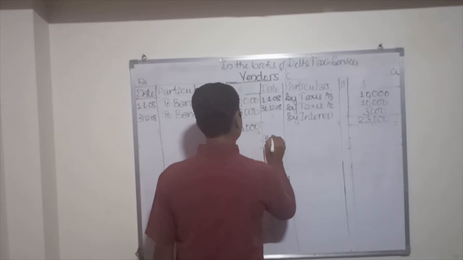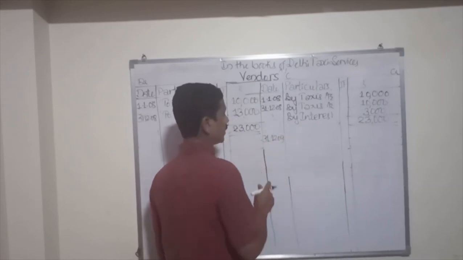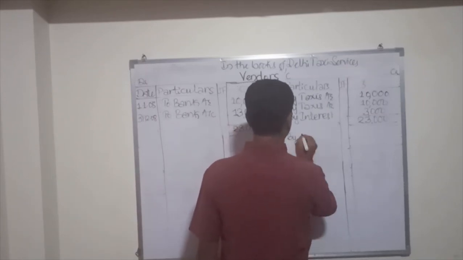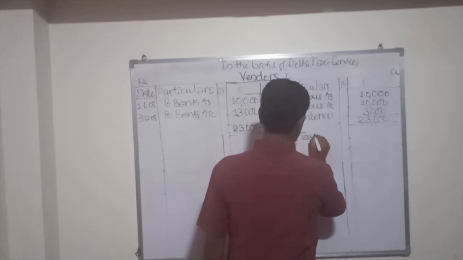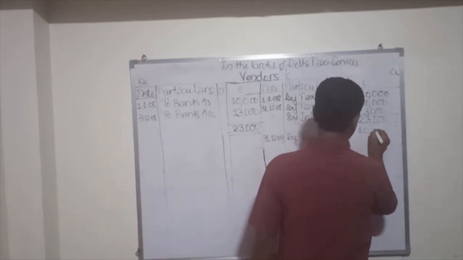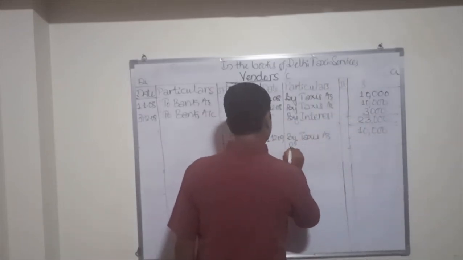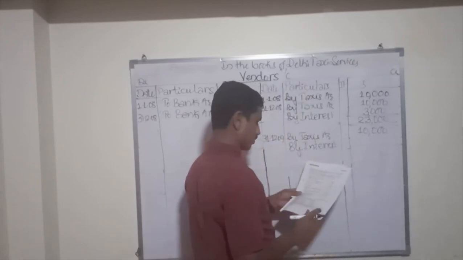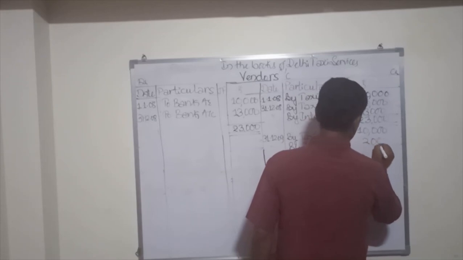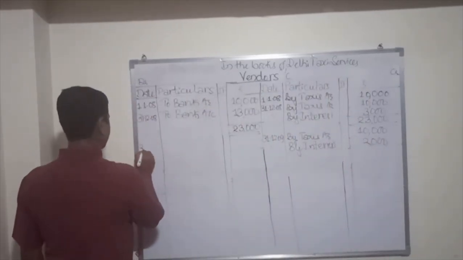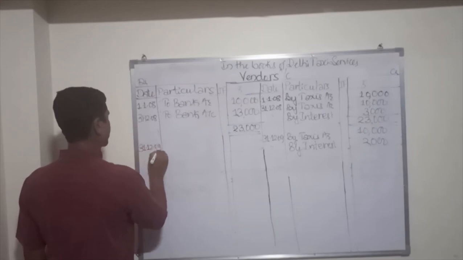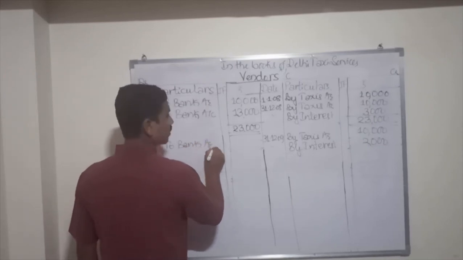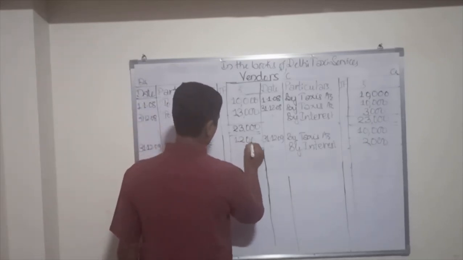So the second installment is due on 31/12/2009. Then the entry will be taxes account debit, interest account debit to vendors. So vendors account is credited by taxes account. So the taxes account, it is principal sum of rupees 10,000. Then by interest, the second year it is only 2,000 because we have already calculated here. So 2,000. Then the second installment is paid on 31/12/2009. Then the entry will be vendor's account debit to bank account. So to bank account 12,000.